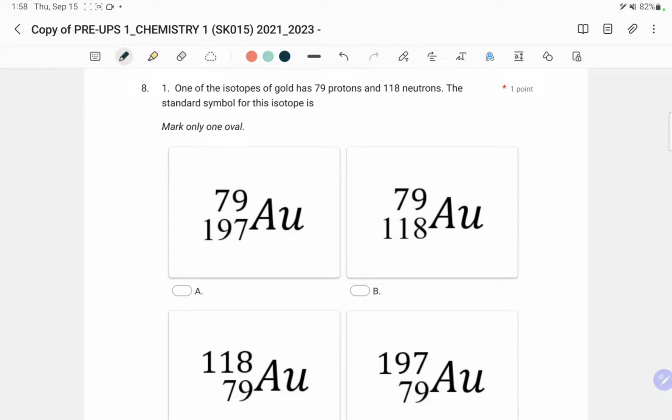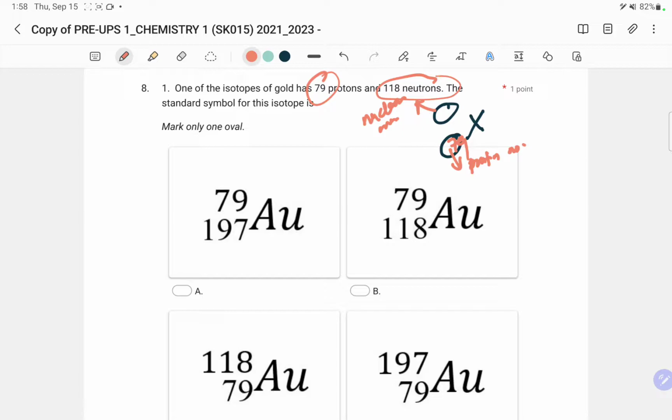Okay, so one of the isotopes of gold has 79 proton and 118 neutron. So the standard symbol for this isotope is, as we know, the isotope notation we start with X. So here dia ada 2 dekat sini. So this one refer to the proton number and this one refer kepada nucleon number. So kat sini proton, kita letak kat sini lah, 79.